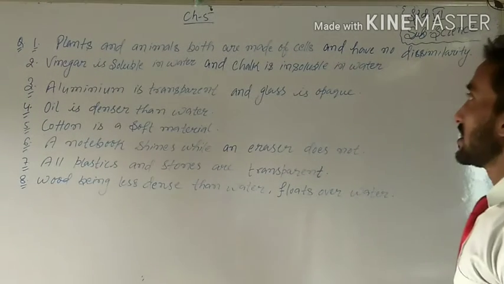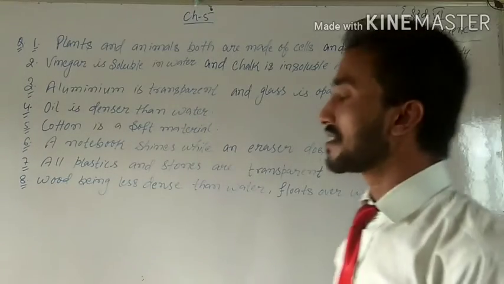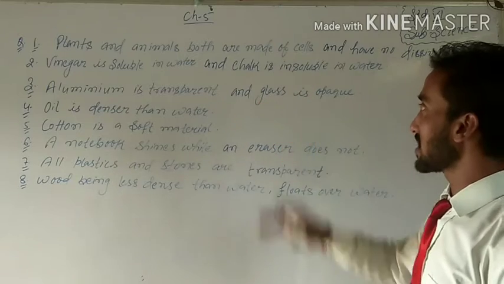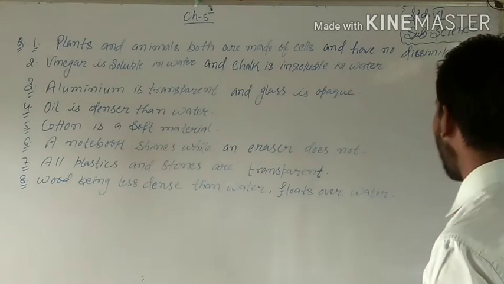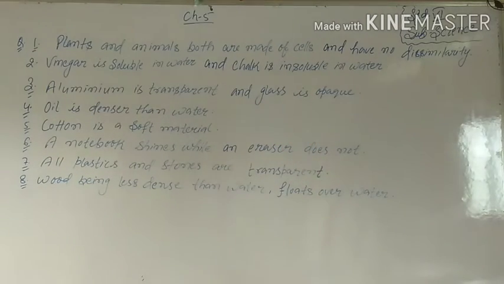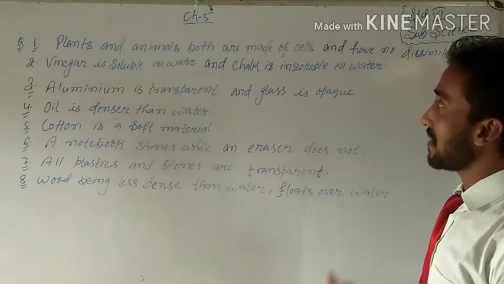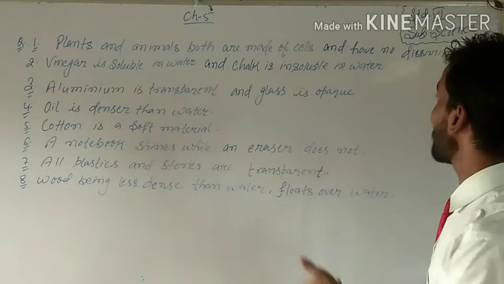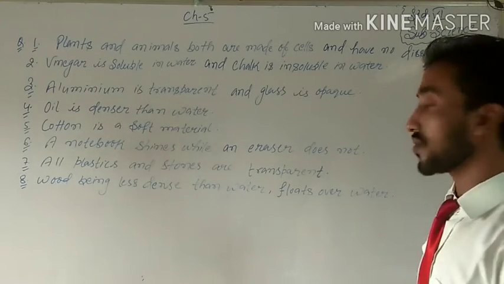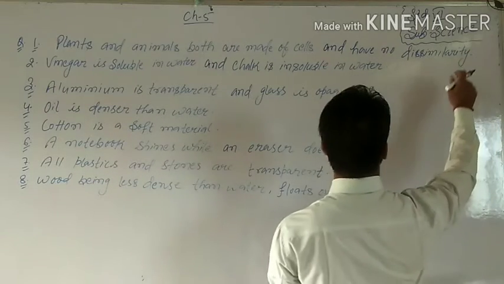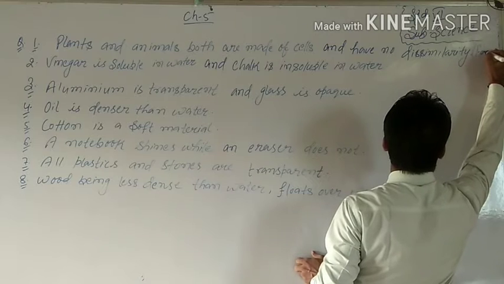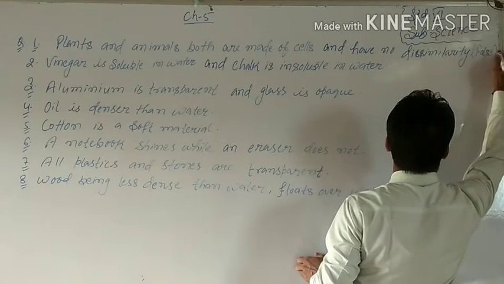So, see students, in chapter number 5, true false is there. Number one: plants and animals both are made of cells and have no dissimilarity. Students, I am asking, do you think like that? Plants and animals both are made of cells. It is okay. But have no dissimilarity? Do you think like that? No. It means this is false. This statement is completely false.